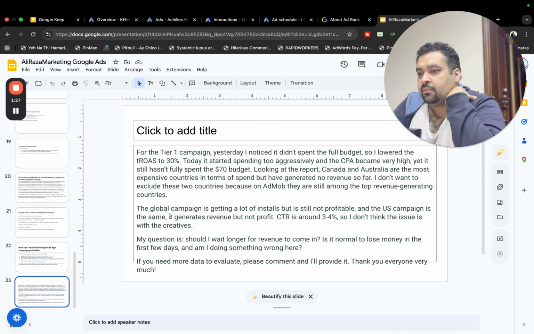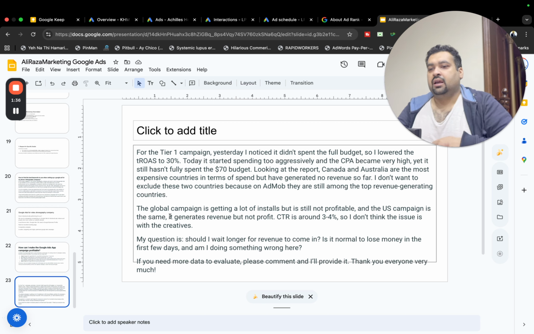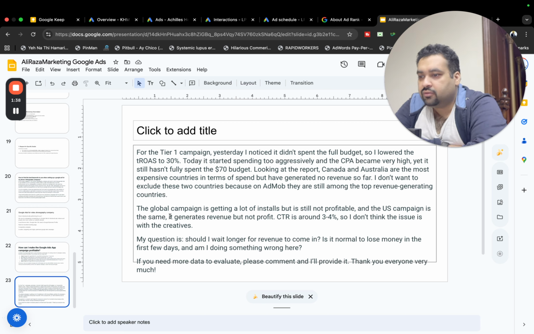For the Taiwan campaign, yesterday I noticed it didn't spend the full budget, so I lowered the target ROAS to 30%. Today it started spending too aggressively and the CPA became very high, yet it still hasn't fully spent the $70 budget. Looking at the report, Canada and Australia are the most expensive countries in terms of spend, but have generated no revenue so far. I don't want to exclude those two countries because on AdMob they are still among the top revenue generating countries.